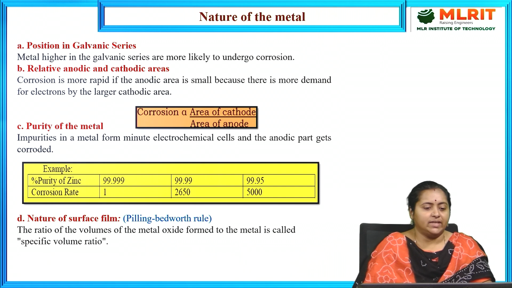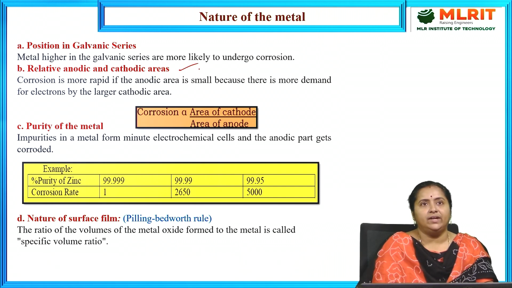And coming to the next factor, that is the relative areas of anode and cathode. Just now we discussed the wet theory of corrosion. In that we came across anode and cathode areas. If the anode area is large, then the rate of corrosion reaction will be less. If the anode area is small, then there is scope for the corrosion reaction to take place in a faster and continuous manner.